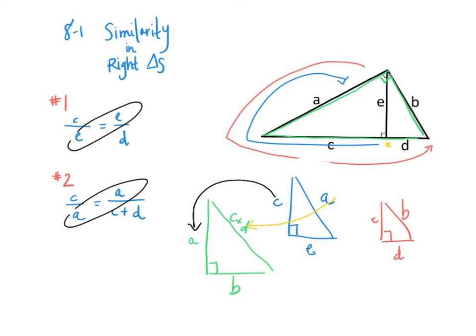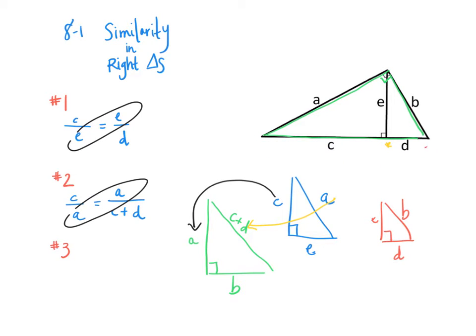Okay, and then we have a third relationship. It's very similar. If you remember, we started from that middle. I'm going to erase these just so I can start over. So remember how we started from the middle? This time, instead of going to the left side, we're going to go to the right. So you can say D is to B as B is to the whole hypotenuse. Well, the whole hypotenuse there is C plus D again.